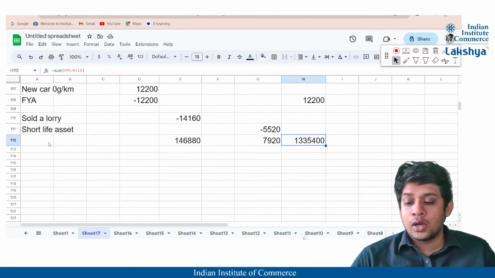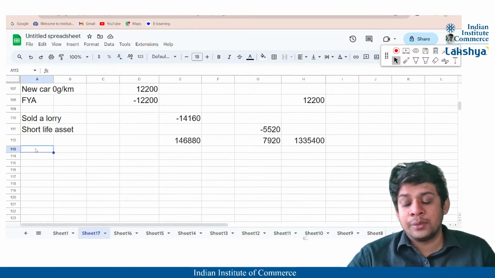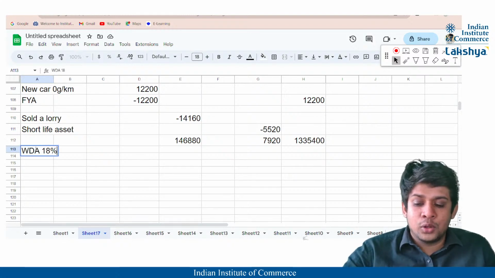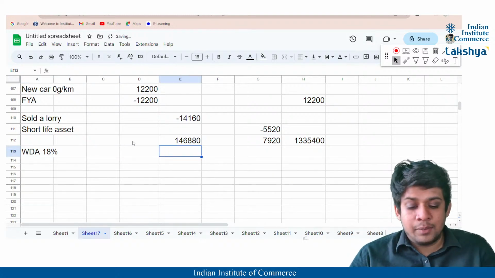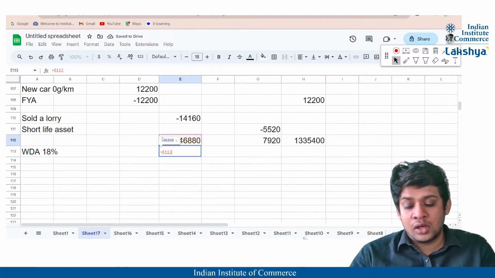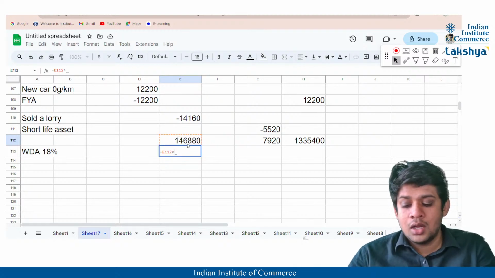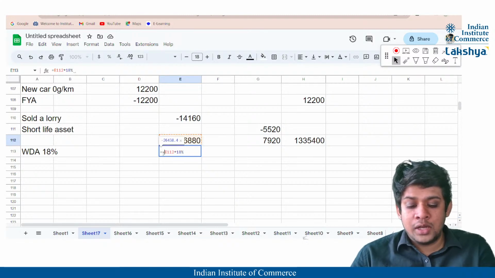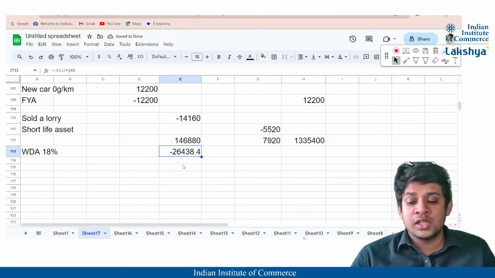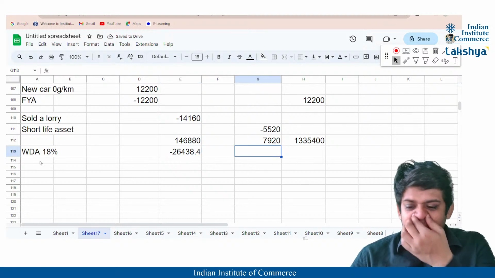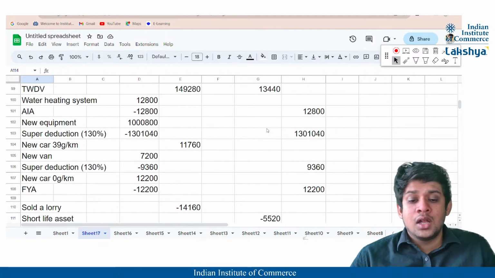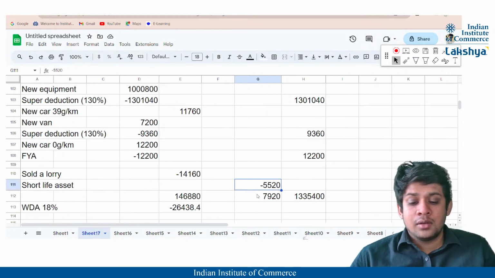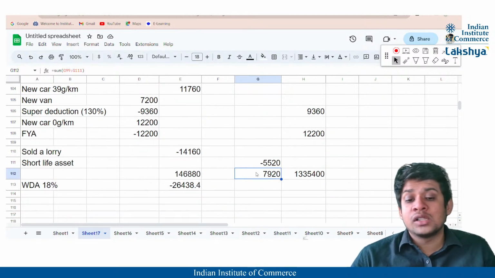Okay, fine. Now, lastly, guys, we have something to be taken into consideration. That is our WDA. WDA in the main pool will be given at 18%. So it will be 1 lakh 46 something into 18% will be my WDA given on it. So that will be 26,438. And here I will not give a WDA of 6% or anything. Technically, in my short life asset, I had that asset and I sold that asset. The remaining balance is still there.